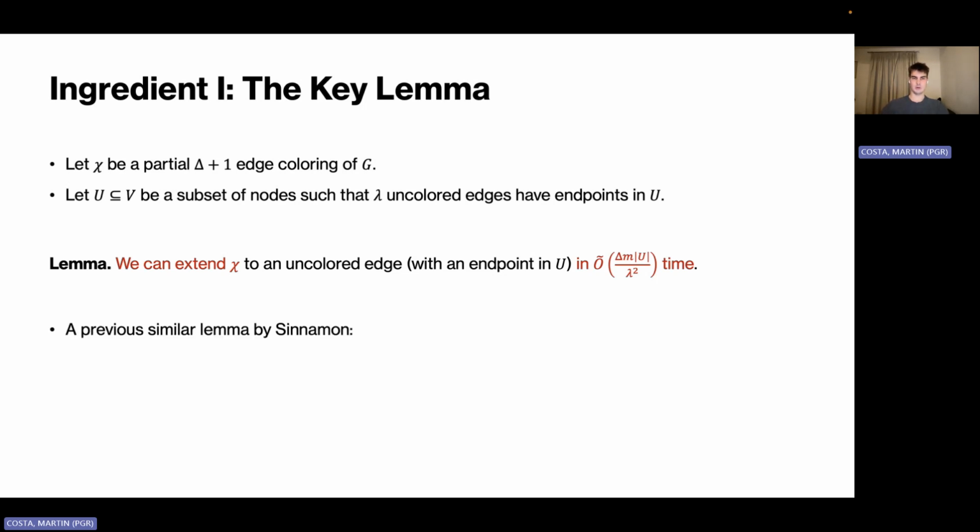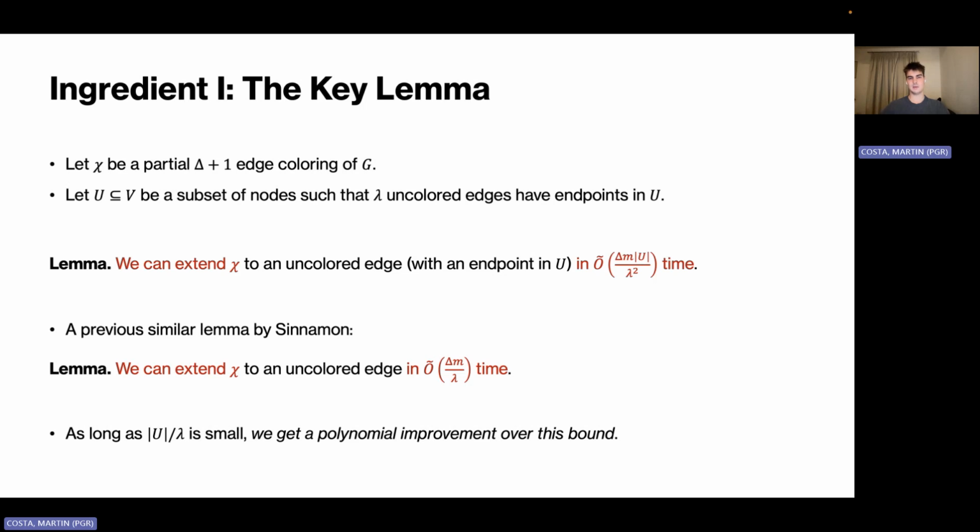A very similar previous lemma by Vizing basically gave the following bound. Suppose we just have λ uncolored edges, then we can extend the coloring to one of these edges in Δ m / λ time. This actually implies a Δ m time algorithm by taking all of the edges in the graph, having them all uncolored, and then repeatedly extending the coloring to one edge. This just gives Δ m times a harmonic series, right? In this bound, there is no vertex cover U. This is something that we introduced in ours.